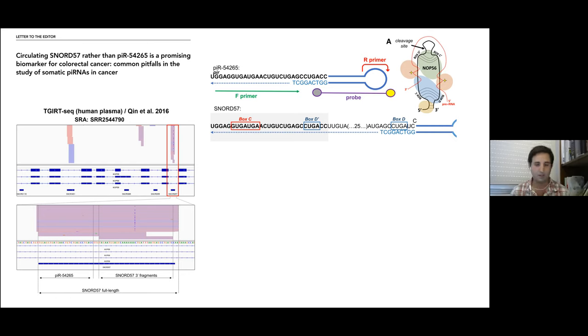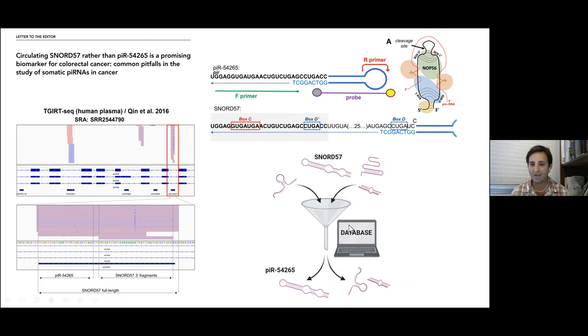What is this case study showing? And I'm finishing with this. The problem of using a non-curated piRNA database. Reads corresponding to fragments of SNORD57 are aligned to these databases and annotated as piRNAs, even if they are not. This can completely affect the interpretation of the data and undermine our understanding of the underlying biology.